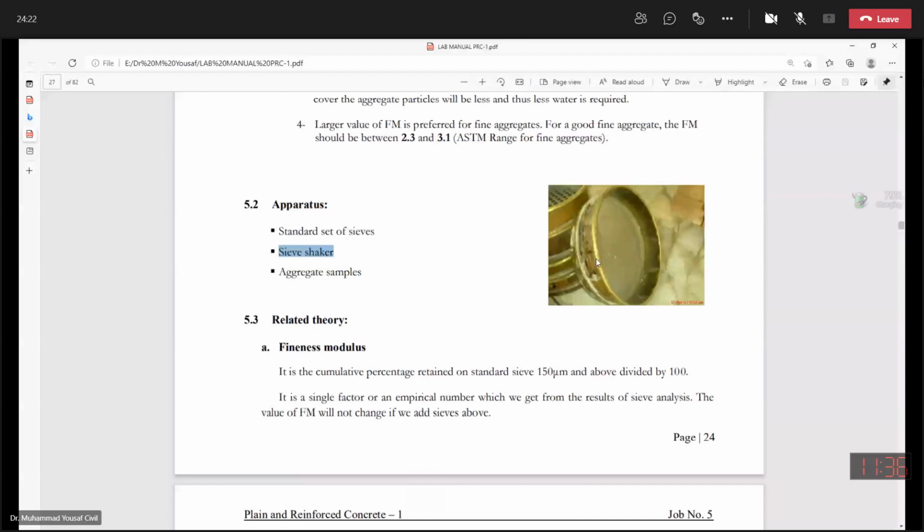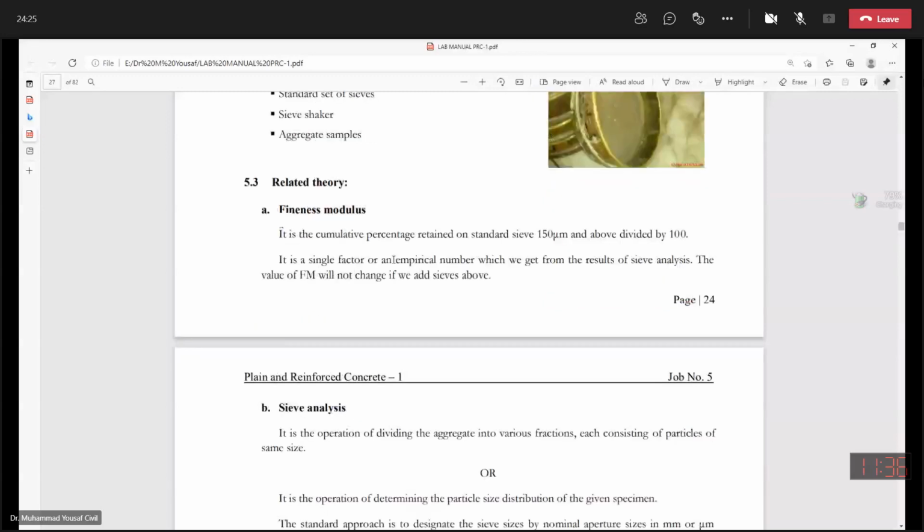Okay. Now what is fineness modulus? It should be remembered, it is the cumulative combined percentage retained on standard sieve 150 microns, and above, divided by 100. 150 microns means sieve number 100, BS standard sieve 100. So this is the fineness modulus: the cumulative percentage retained on standard sieves.